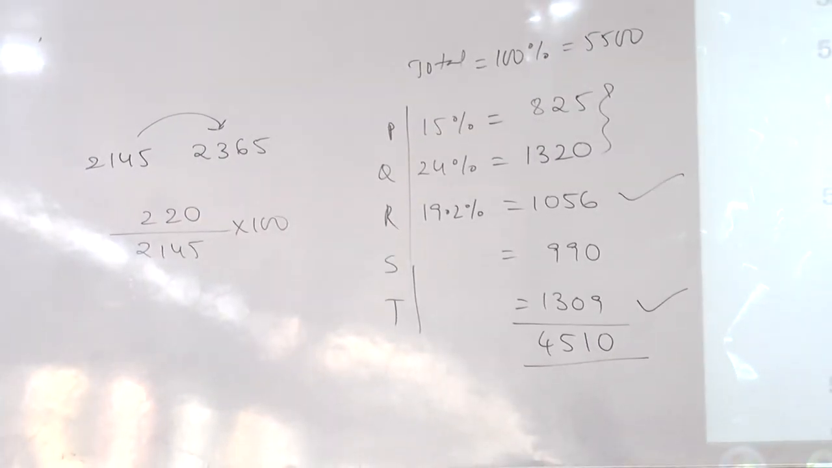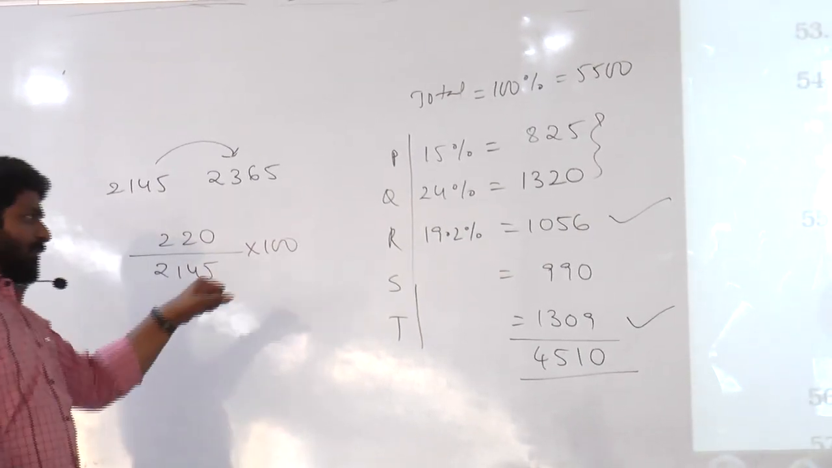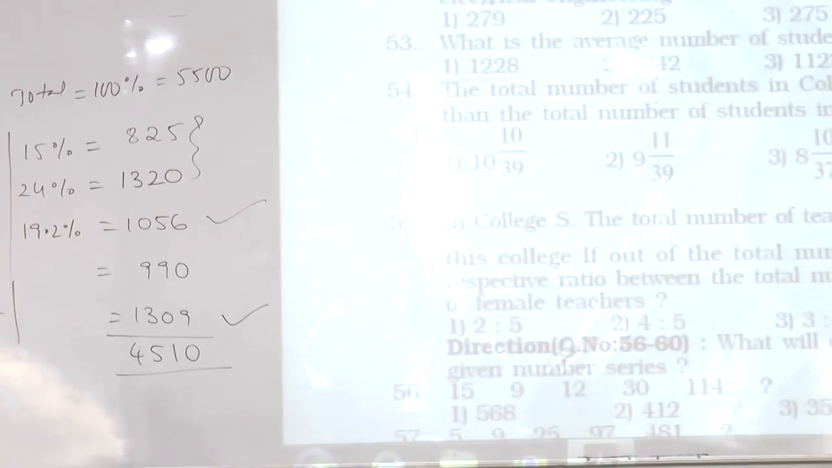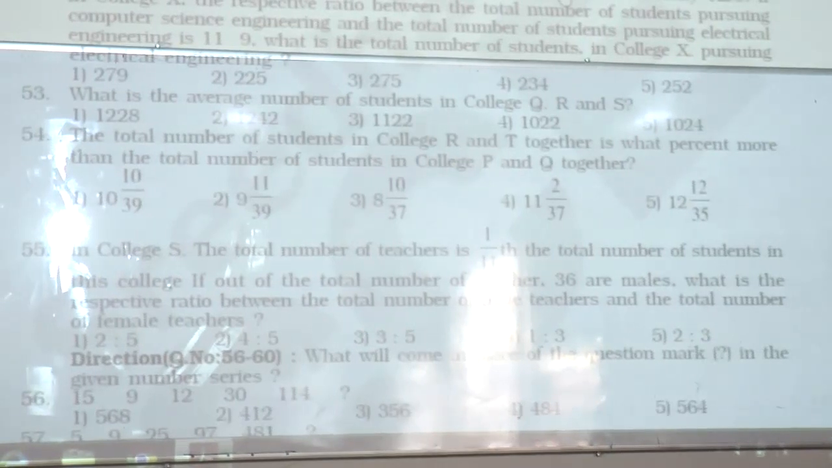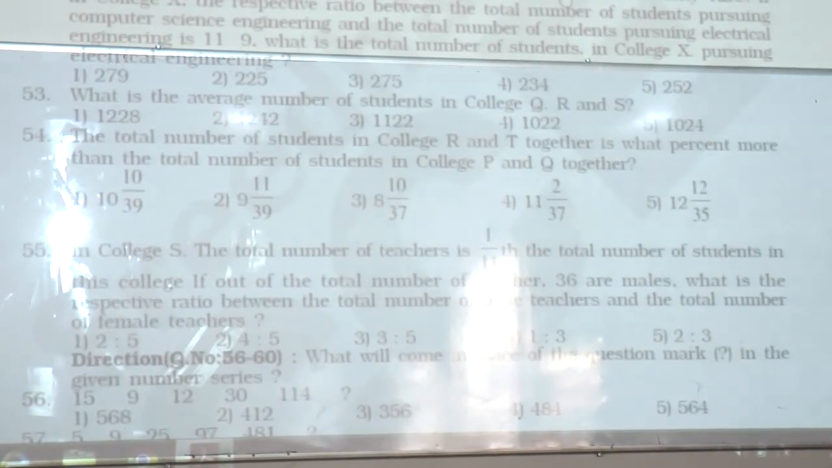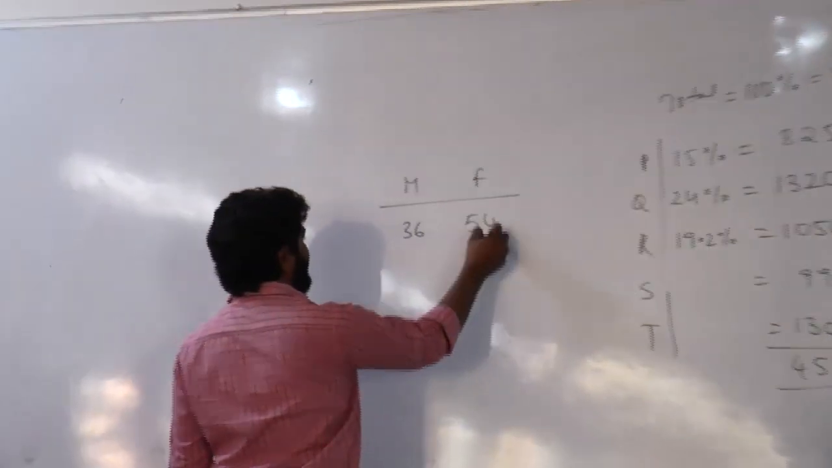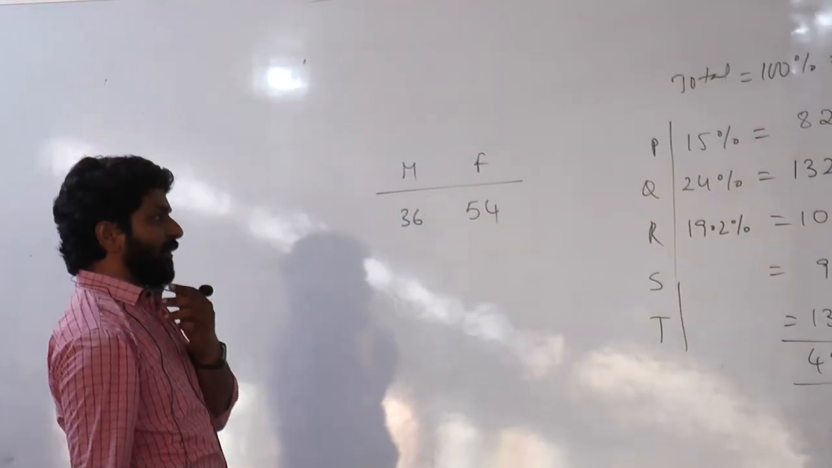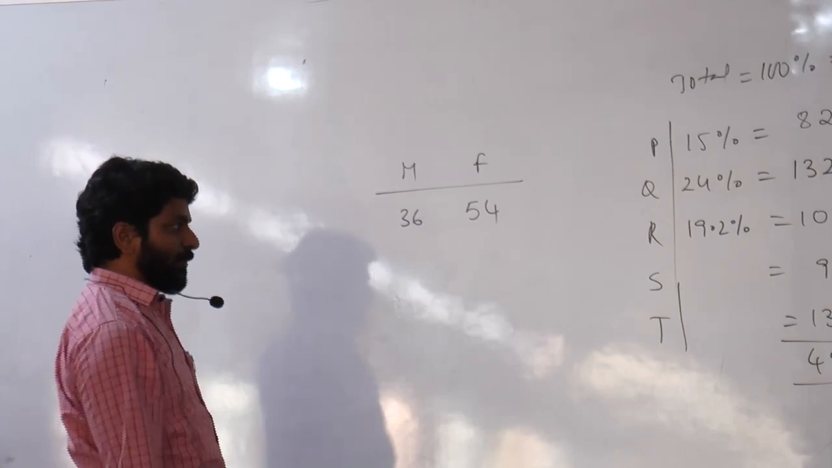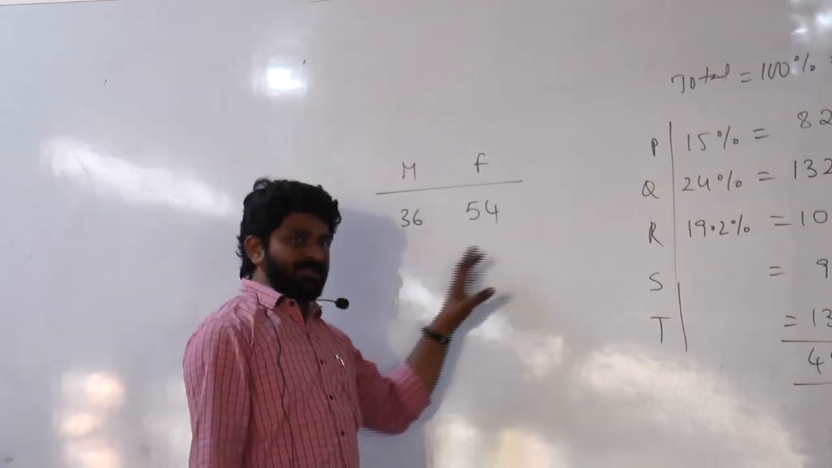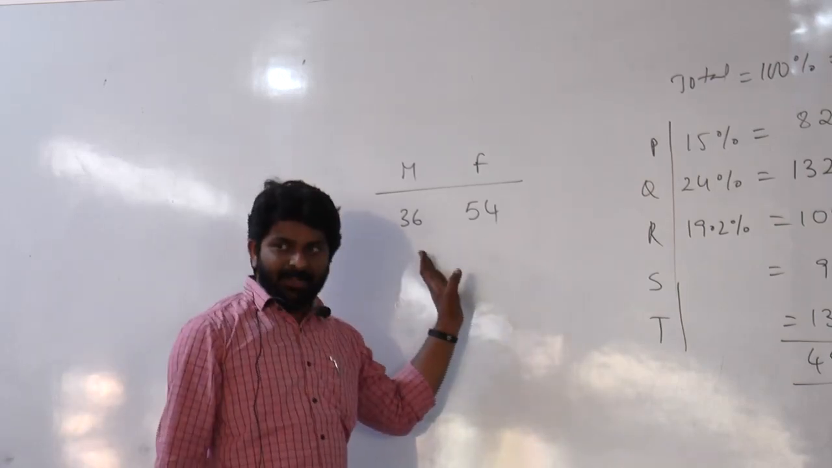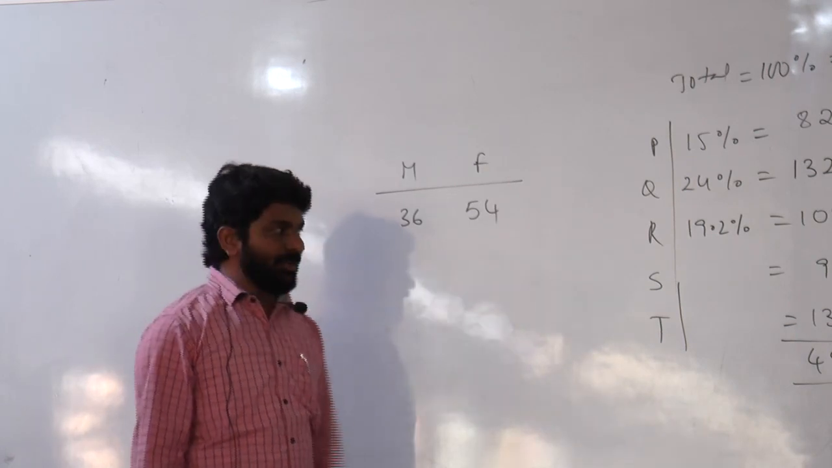Next, in college S, the total number of teachers is 1/11 of the total number of students in this college. 1/11 of 990, how much is that? 90. So 90 teachers are there. Out of the total number of teachers, 36 are male, so female are 54. What is the respective ratio between the total number of male teachers and female teachers? 36, 54, both are 9 multiples. 9 4 times, 18 2 times, 18 3 times. 2:3.